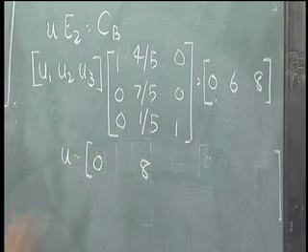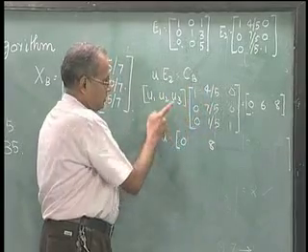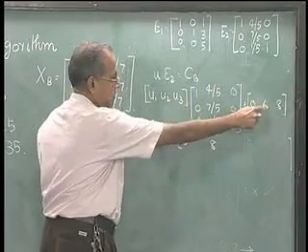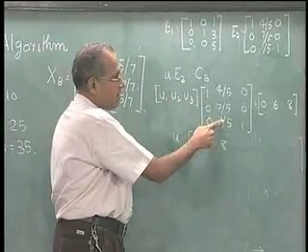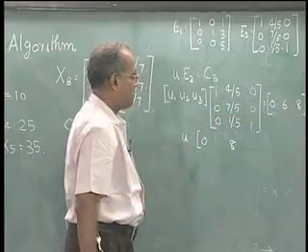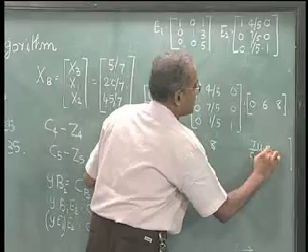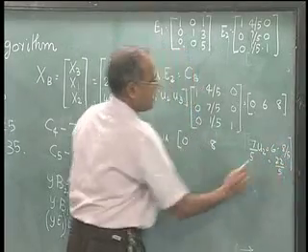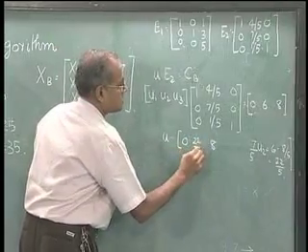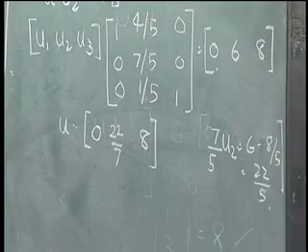So, u3 is 8. From the second one, 4 by 5 u1 plus 7 by 5 u2 plus 1 by 5 u3 is equal to 6. So, 7 by 5 u2 plus 8 by 5 is equal to 6. 7 by 5 u2 is 6 minus 8 by 5. So, this is 22 by 5, from which u2 is 22 by 7. So, now we know this u.